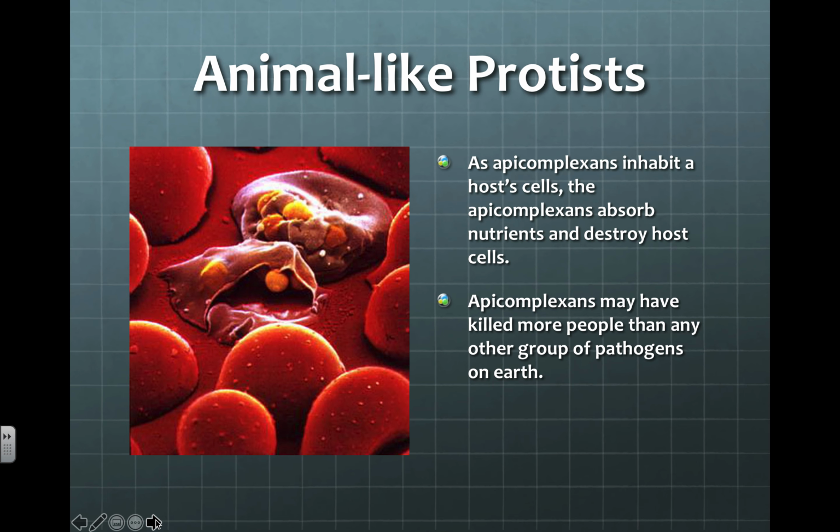Okay, as apicomplexans inhabit a host cell, what happens is the parasite itself absorbs all the nutrients and it destroys the host cell. So you can see that here. These are red blood cells. And apicomplexans may have killed more people than any other group of pathogens on Earth. Malaria comes in as one of the top diseases when it comes to all of the diseases, not just if you separate them into bacterial and viral.